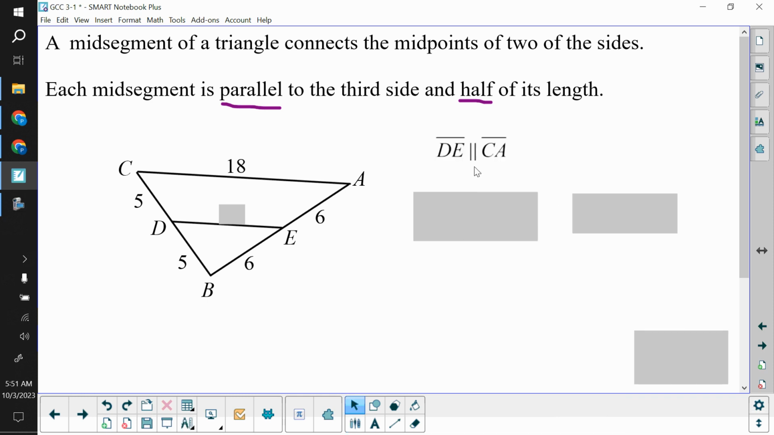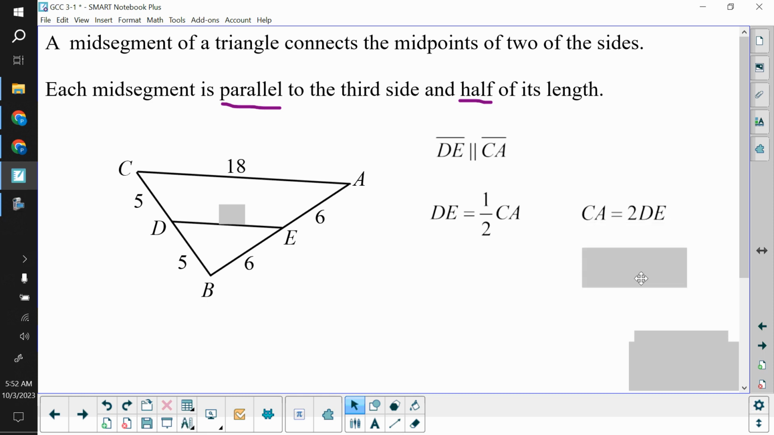We have not seen it in symbol notation yet, but that's our symbol notation for parallel. Those 2 vertical lines right next to each other mean parallel. So DE is parallel to CA in this picture. We could also say that DE is equal to half of CA, so the mid-segment's equal to half of the third side. Or another thing we could say is that CA is equal to double the mid-segment. Those are both doing the same thing, because if you divided the 2 over, it would give you 1/2 CA equals DE.